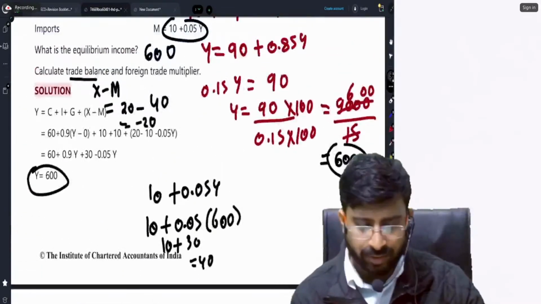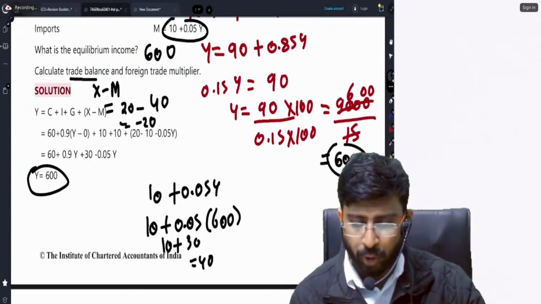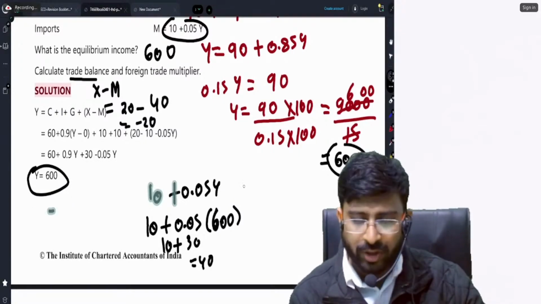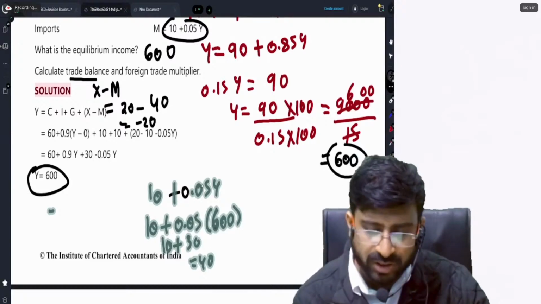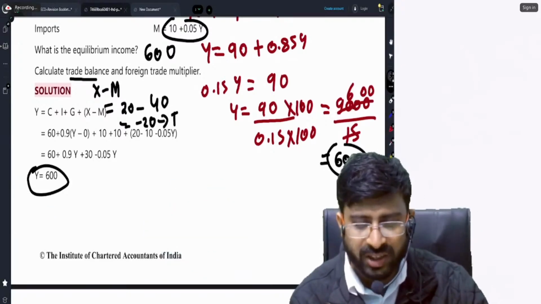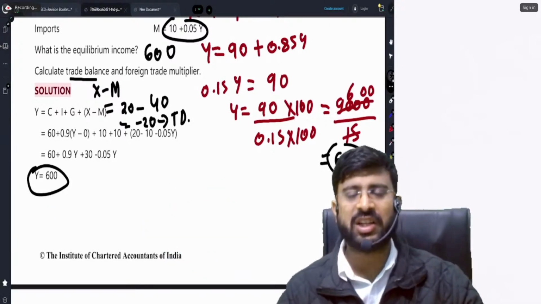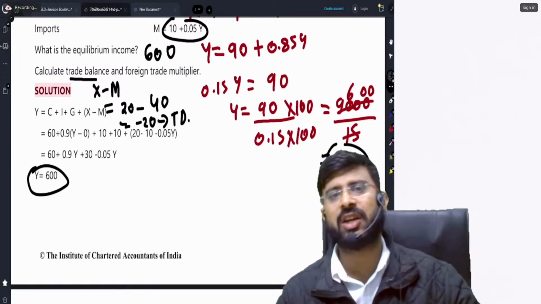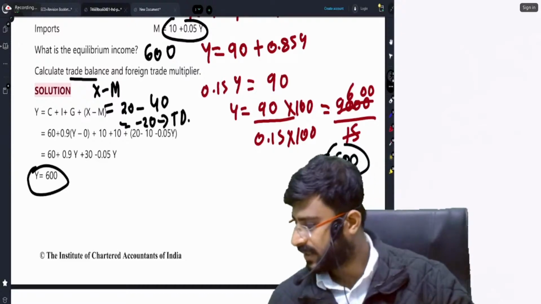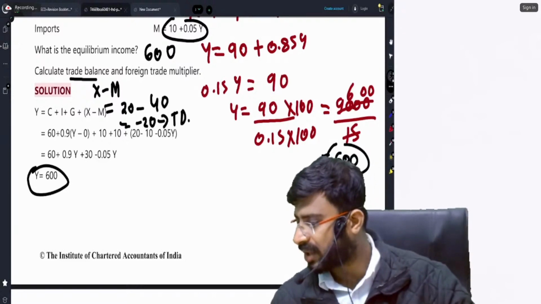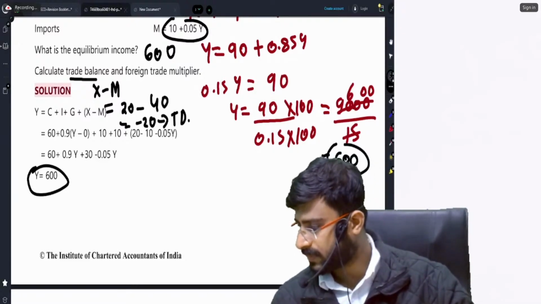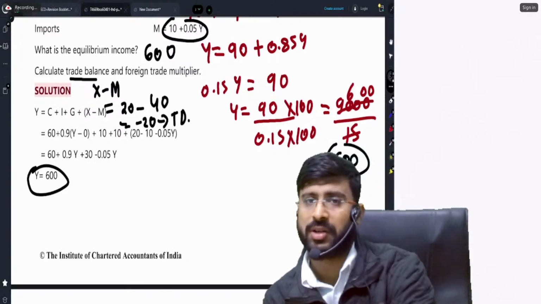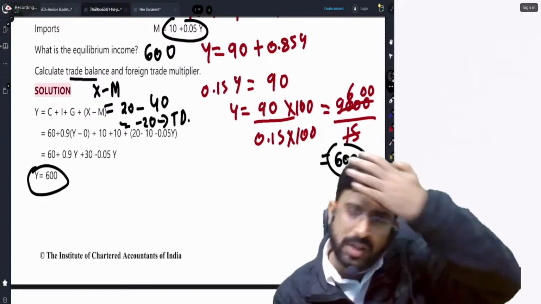Since it is negative, if exports minus imports is negative, that is 20 minus 40 equals minus 20, we call it trade deficit. If it was positive, it would have been surplus. So we could say it is trade deficit, TD, because net exports is negative. Had it been positive, it would have been trade surplus. So far, it is the case of deficit, everyone.